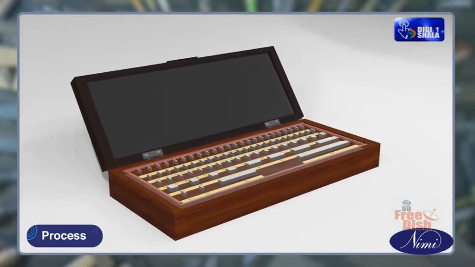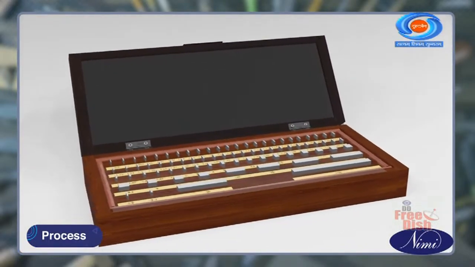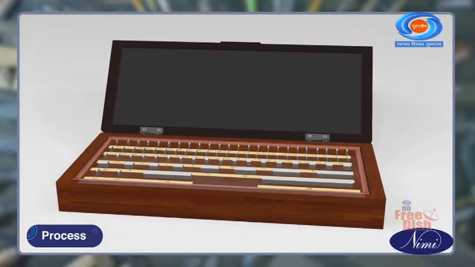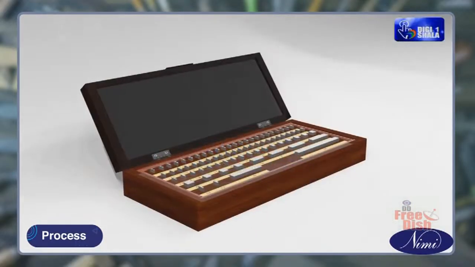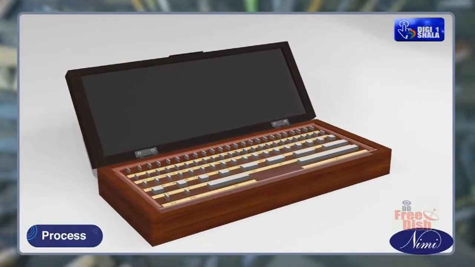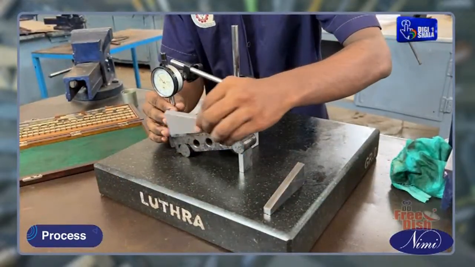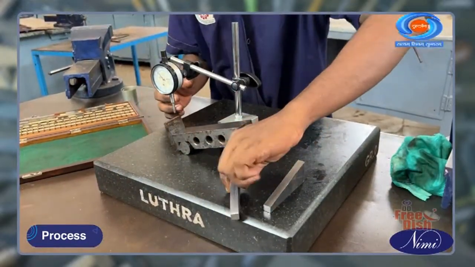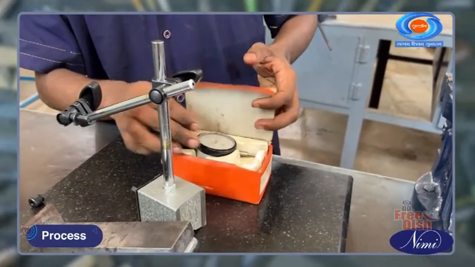If you notice any deviation, correct the parallelism of the surface of the jaw by using a suitable slip gauge and calculate the actual angle. Dismantle the setting, clean all the instruments, and keep them in proper place.